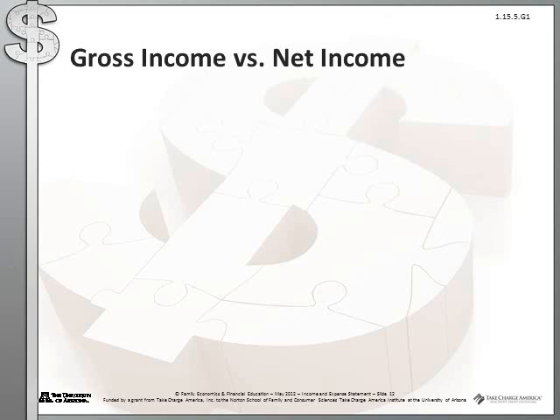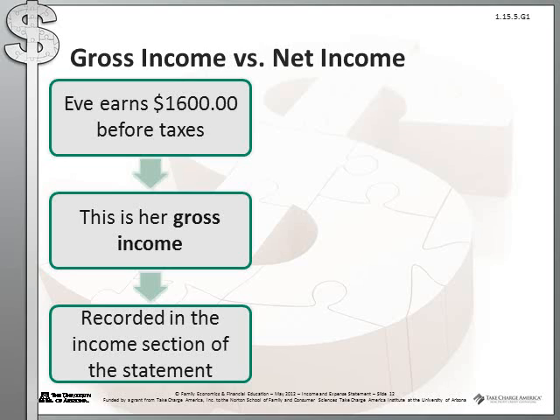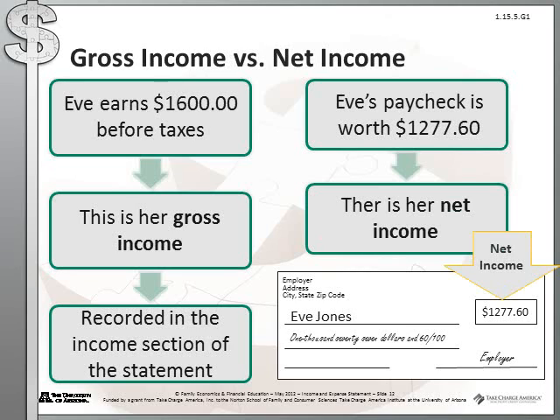Let's pause for a moment and talk about gross income versus net income. Gross income is the money we earn before taxes. Eve earns $1,600 before taxes. This is her gross income. We record this in the income section of the statement. Don't worry, we'll also find a place to record taxes and deductions, but we'll talk about this a little later. Eve's pay that is left after deductions is $1,277.60. This is her net income, the money that is available for her immediate use.